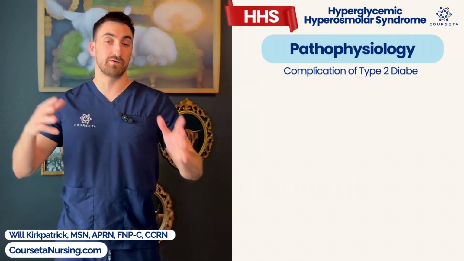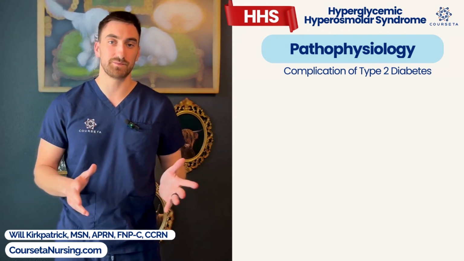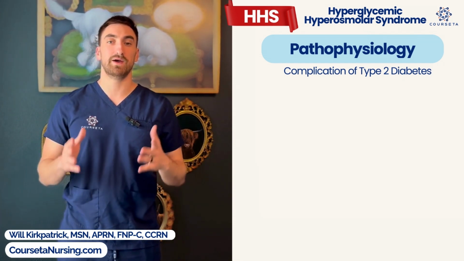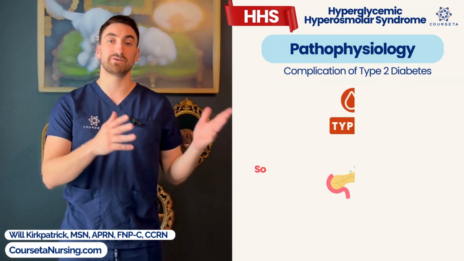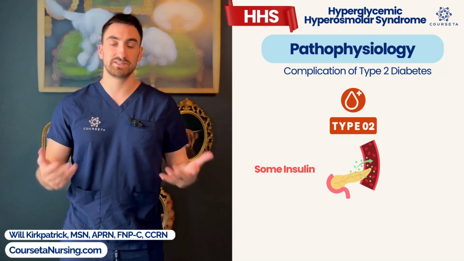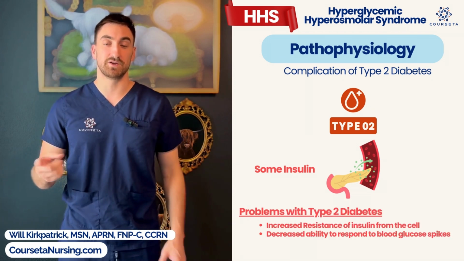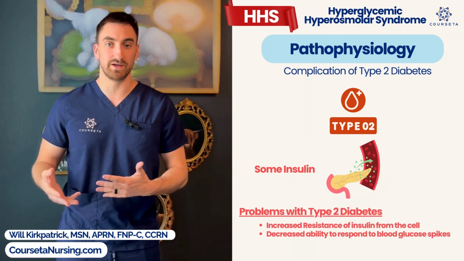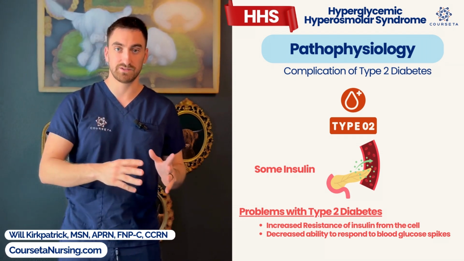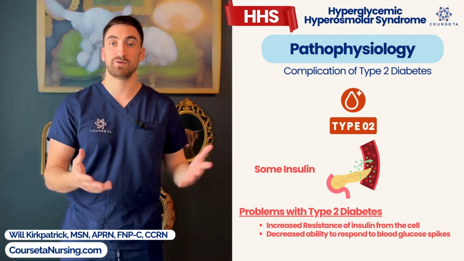All right, so let's go over to hyperglycemic hyperosmolar syndrome, so HHS for short. Once again, HHS is more associated with type 2 diabetics. If you remember the pathophysiology of type 2 diabetes, it's different than type 1 because type 2 diabetes does not have an absolute absence of insulin like type 1. With type 2 diabetes, you can either have a decreased production of insulin, so your beta cells in your pancreas are still producing some insulin, or you can just have an increased resistance to that insulin transportation of blood glucose into the cell.